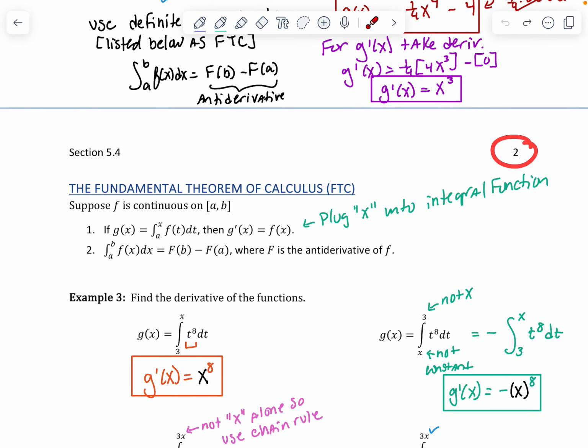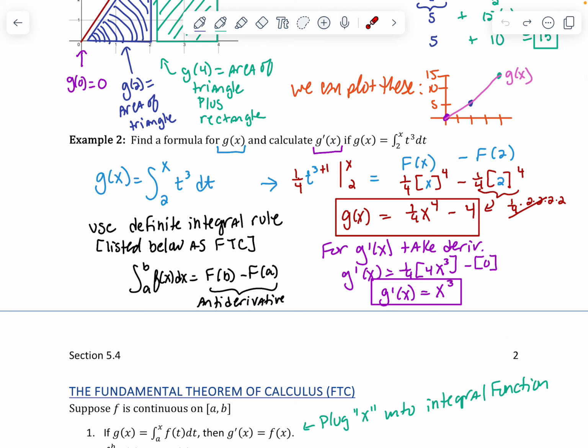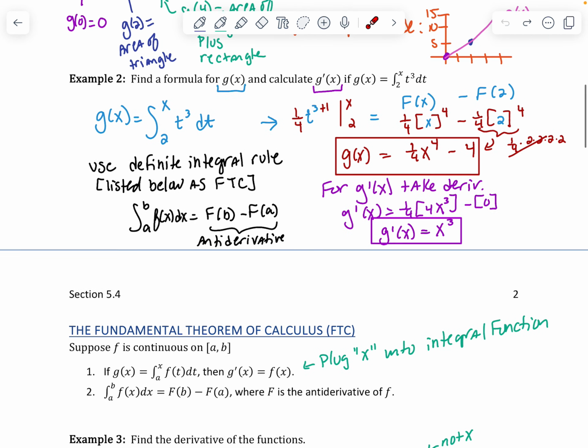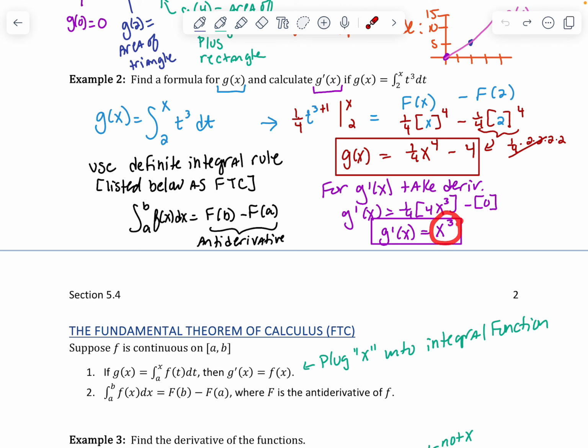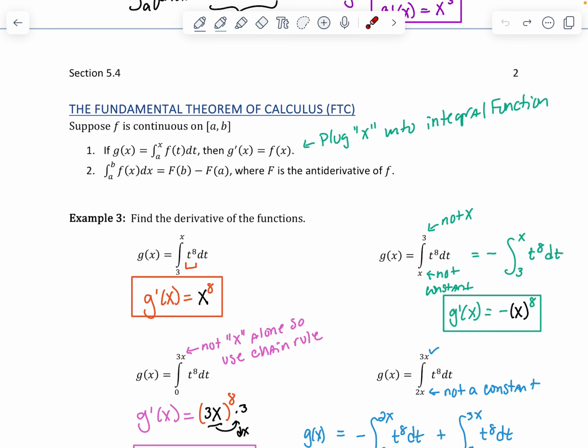Section 5.4, page 2. We ended the previous video finding the derivative of a function that is equal to the integral of another function from some constant to an x value. And the derivative we saw was essentially equal to the function we were integrating. So let's elaborate on that.